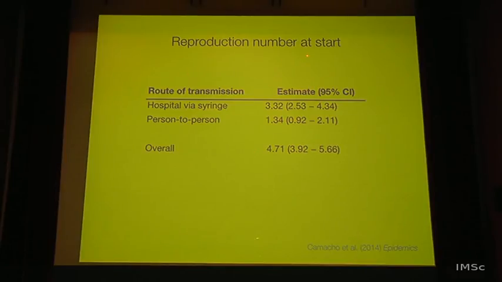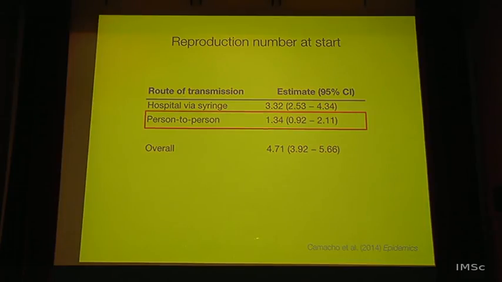The reproduction number at the beginning of the outbreak, the median estimate, was above 3 for hospital transmission and above 1 for person-to-person. When we look at credible intervals, we are highly confident that the hospital one was quite high, and we are also highly confident that the person-to-person one was above 1. There is a little uncertainty here, but roughly most of the mass of the posterior distribution is above 1. Overall, with both of them, it was quite high, and this is because of a big contribution of the hospital, because of the syringes. You can measure that here.